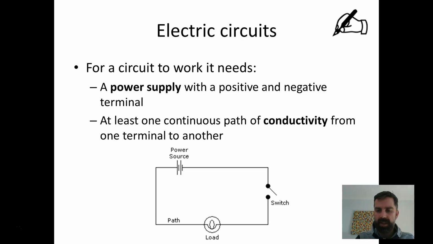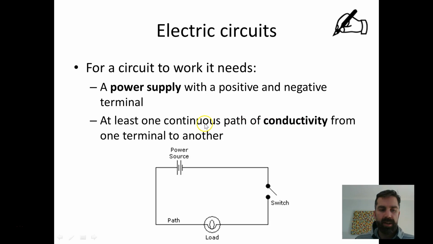So, as we discovered in our experiment, if a circuit is going to work, we need two things. We need some sort of power supply with a positive and a negative terminal. Now in class we used a power pack that had a positive and a negative terminal, but that could also be a battery as well. Remember batteries have got a positive and a negative as well.